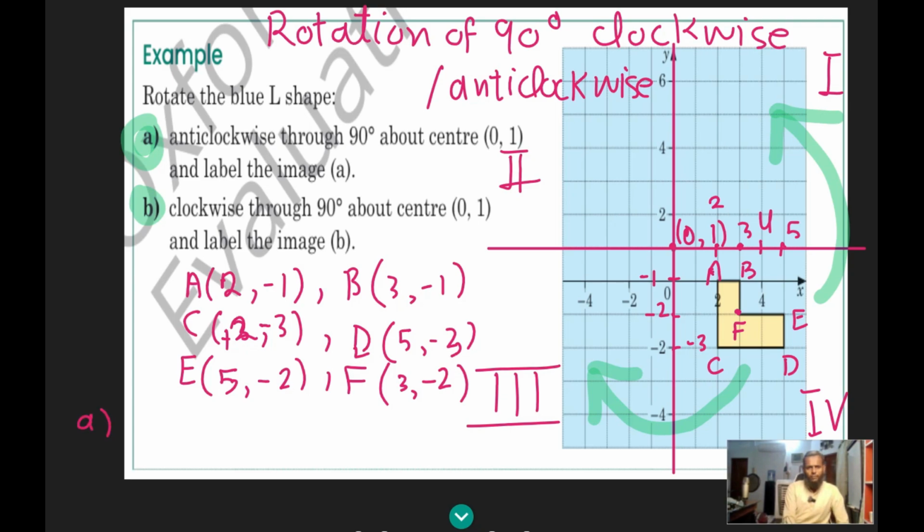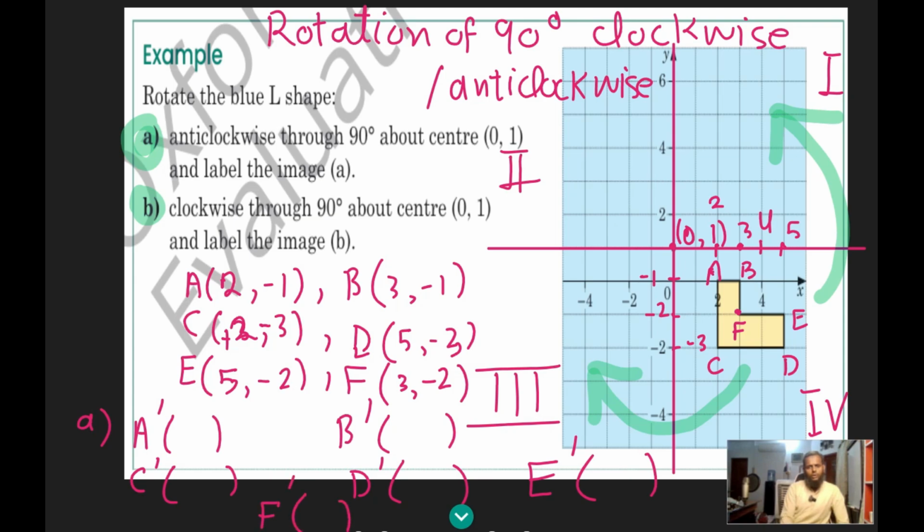Okay, so now we will see the coordinates of figure in first quadrant and coordinates of figure in fourth quadrant. For A part, we will write A prime, B prime, C prime, D prime, E prime, and F prime. Okay, so you should understand that when we are doing rotation of 90-degree, first hint is you should change x into y and y into x.